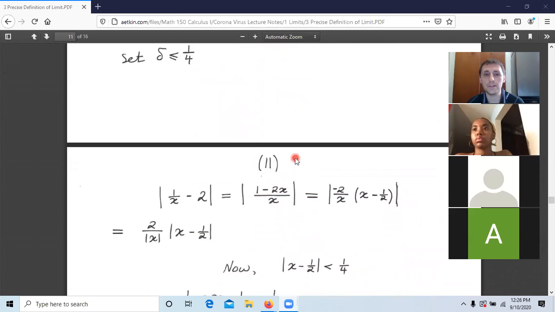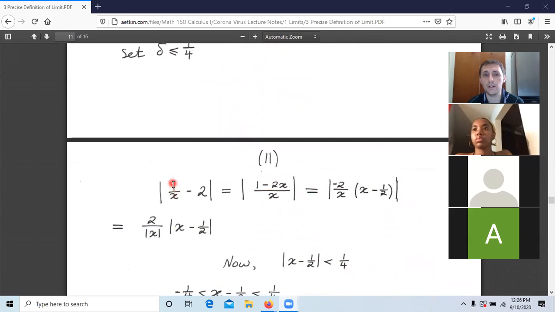And so how do I solve this? I can begin with the absolute value of 1 over x minus 2. It's the absolute value of 1 minus 2x divided by x. I can factor out minus 2 over x here, factor out the absolute value, and I have, this is my residue, my garbage that I want to get rid of. It's 2 divided by the absolute value of x times the absolute value of x minus 1/2.